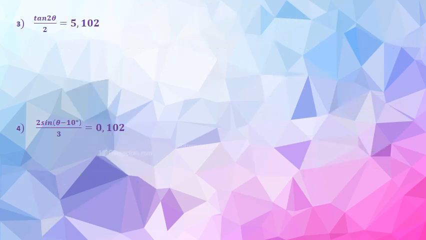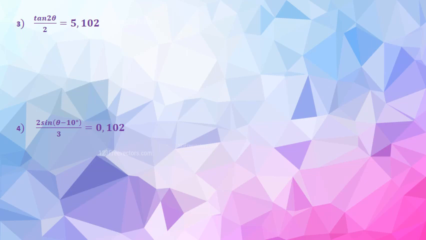Okie doke, so example number 3 is a similar concept to question number 2, where we need to get that tan and its angle. Now, what is its angle in this case? The angle is 2 theta. So all we need on the left-hand side of the equation is tan 2 theta to be all by itself, and then we'll be ready to use our calculator.